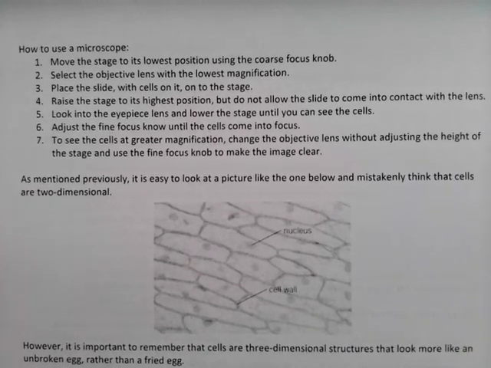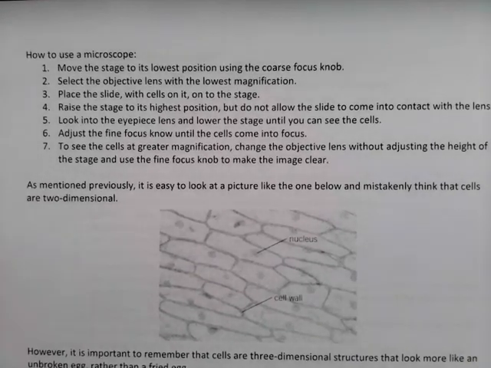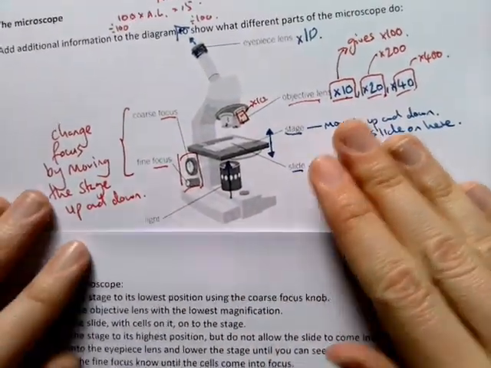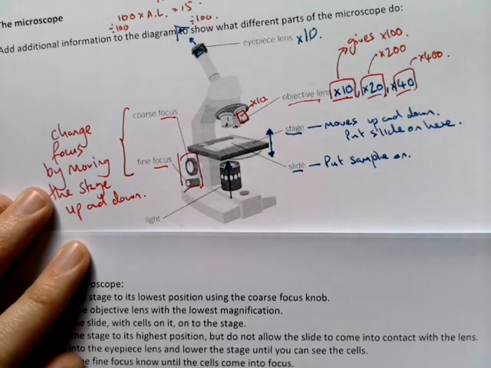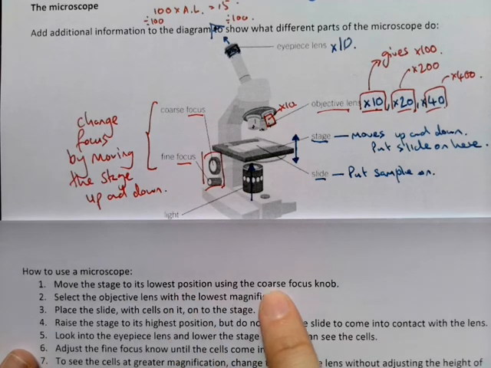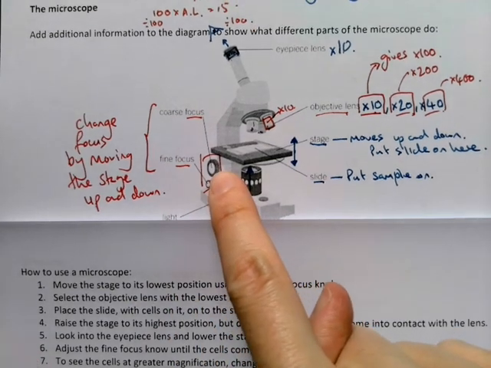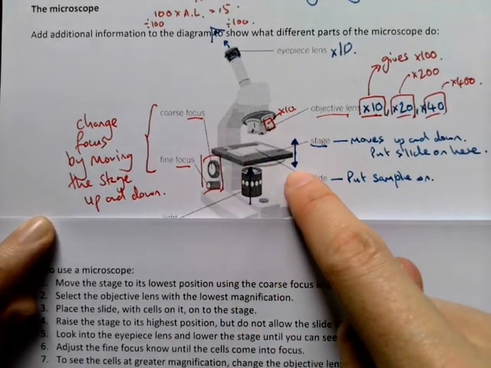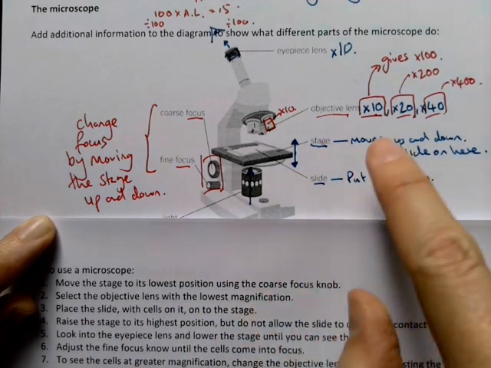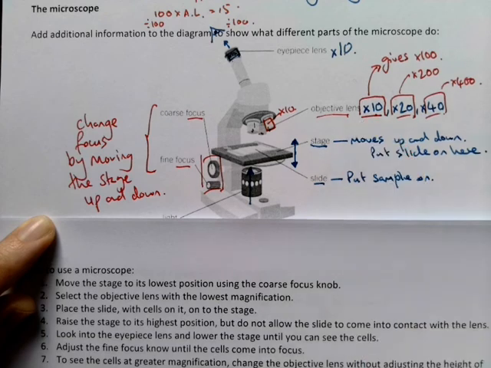So this is how you use a microscope. What I'll do is put my image up here so we can see it as we go through it. Number one, move the stage to its lowest position using the coarse focus knob. So you use the large knob to move the stage all the way to the bottom. Then, select the objective lens with the lowest magnification, so you can twist this round to get ×10.